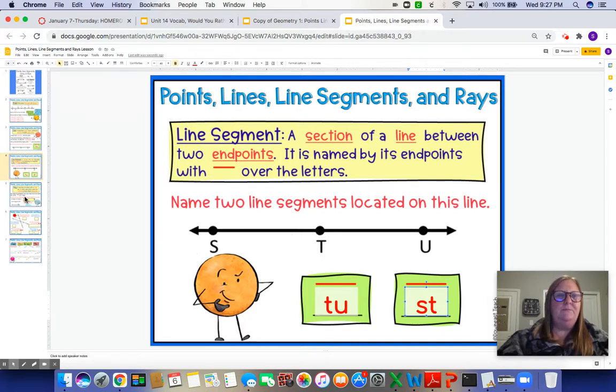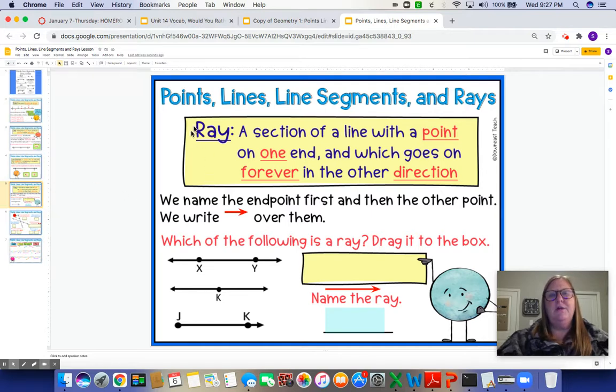Okay. Next, we're going to talk about a ray. A ray is a section of a line with a point on one end and which goes on forever in the other direction. So we name the end point first with a point and a letter. And then the other point, we write an arrow over them. So which of the following is a ray?